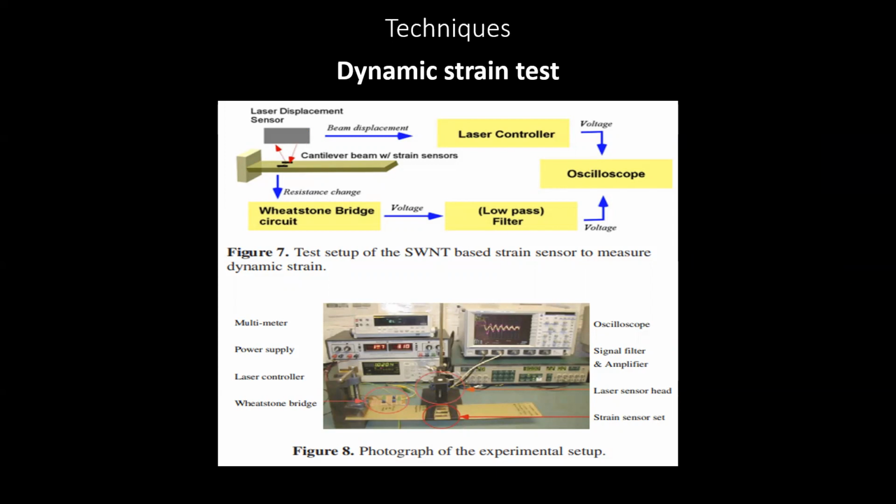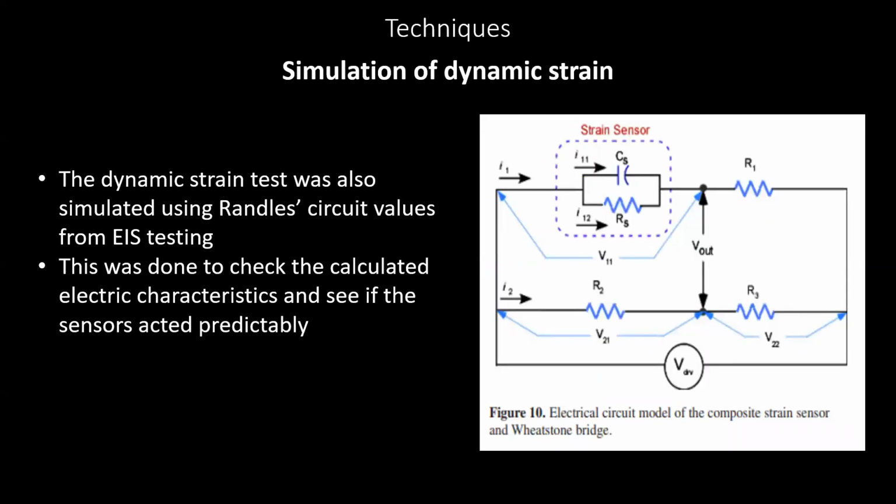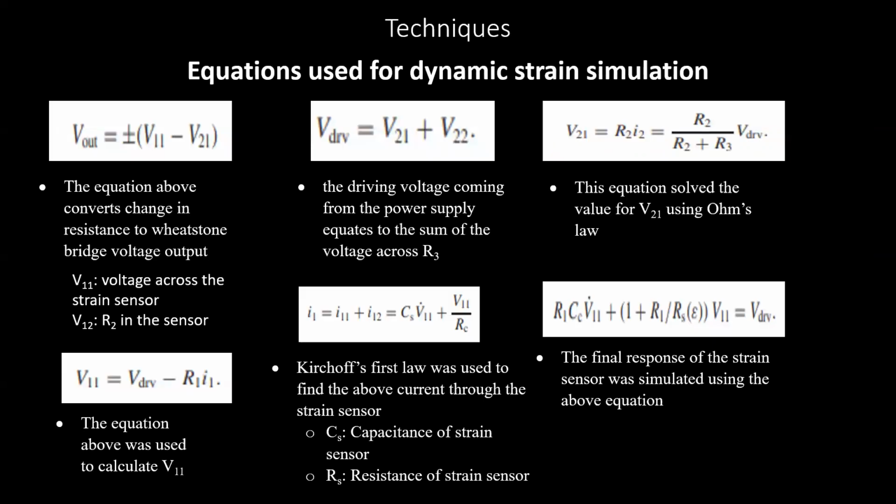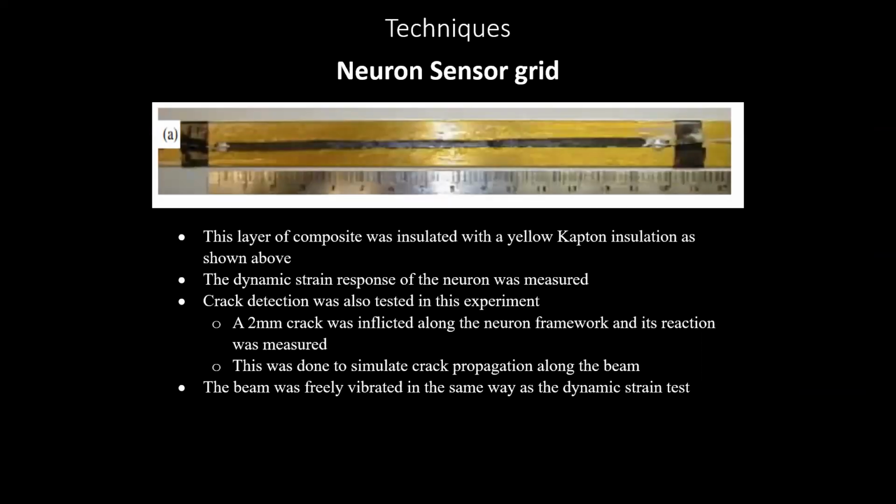A laser displacement sensor was used to measure the actual displacement for verification. The next test performed was a simulation of the dynamic strain test with a Wheatstone bridge assembly. The EIS values were used in calculations here to see if the sensors acted predictably enough to be designed with different types of work environments in mind. These were the equations used for the dynamic strain simulation to convert the resistance values of the sensors into voltages for the Wheatstone bridge.